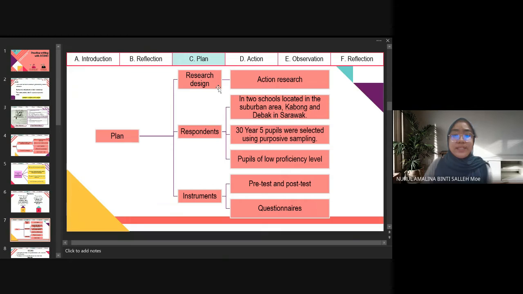This is our plan. Our research design is action research. Our respondents are from two schools in Kabong and Lebak. We have 30 year 5 pupils, which was selected through purposive sampling. We only selected pupils of low proficiency level. Our instruments are pretest and post-test as well as questionnaires.